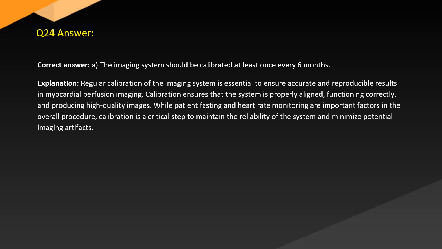Answer. Correct answer: A. The imaging system should be calibrated at least once every 6 months. Explanation. Regular calibration of the imaging system is essential to ensure accurate and reproducible results in myocardial perfusion imaging. Calibration ensures that the system is properly aligned, functioning correctly, and producing high-quality images, while patient fasting and heart rate monitoring are important factors in the overall procedure. Calibration is a critical step to maintain the reliability of the system and minimize potential imaging artifacts.